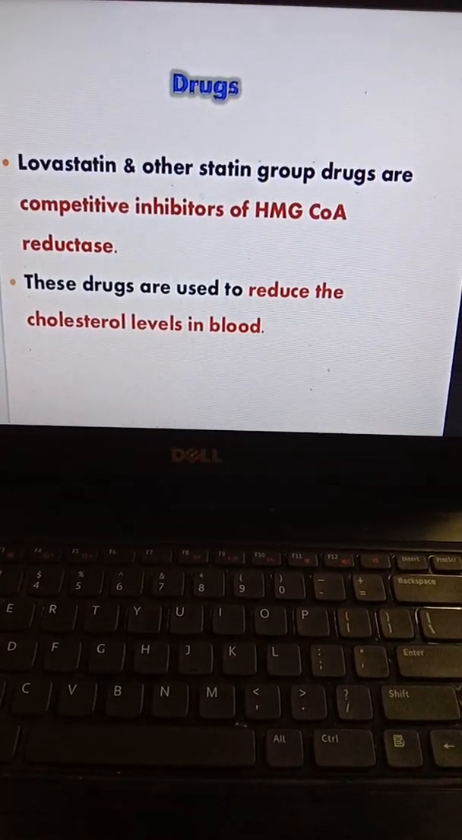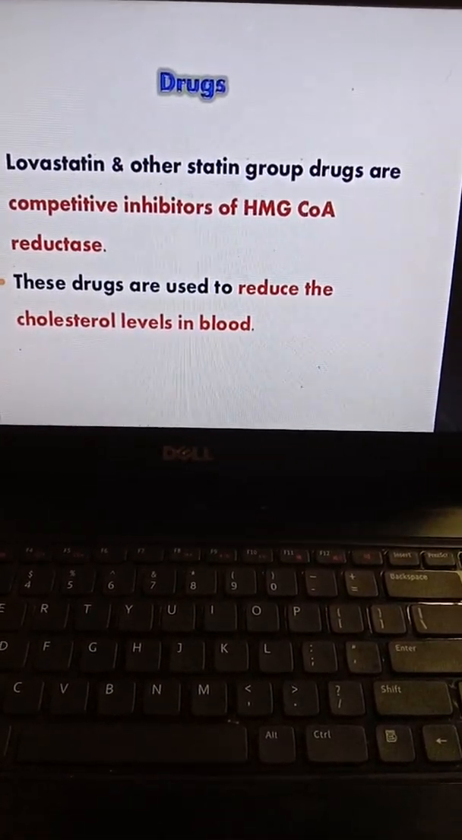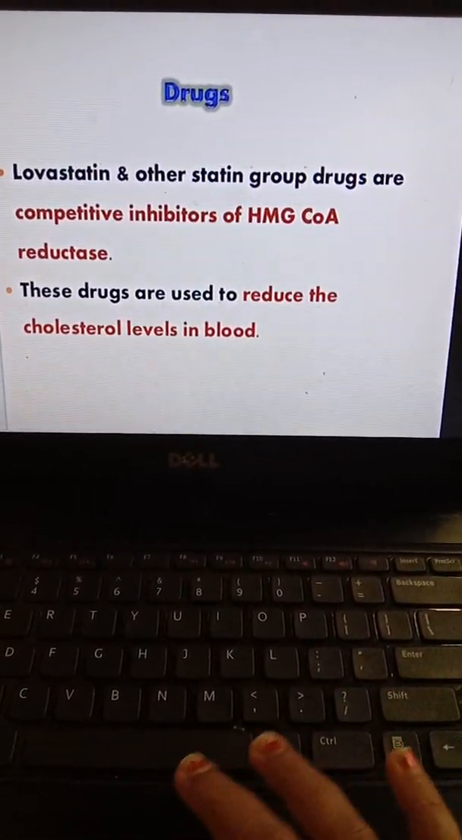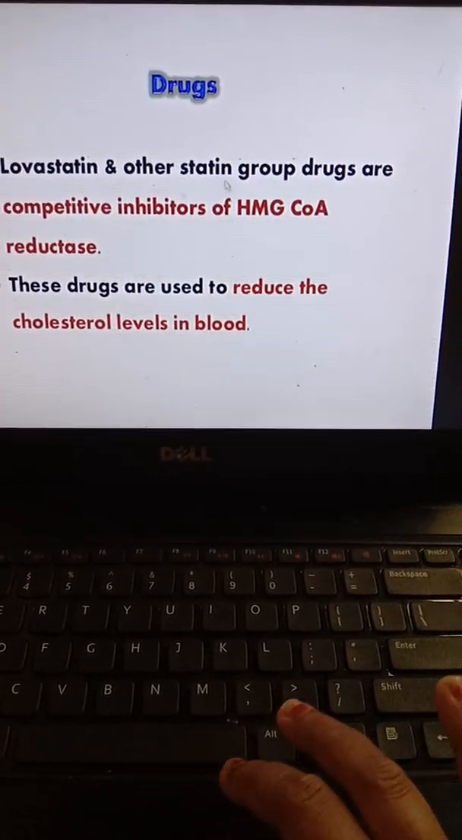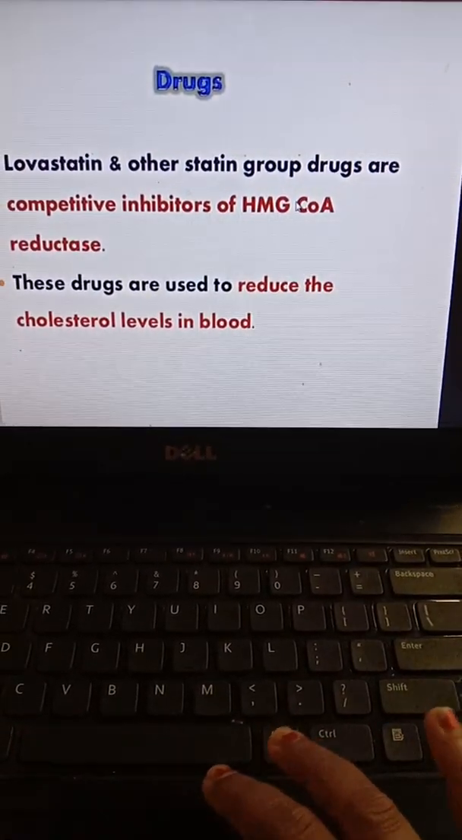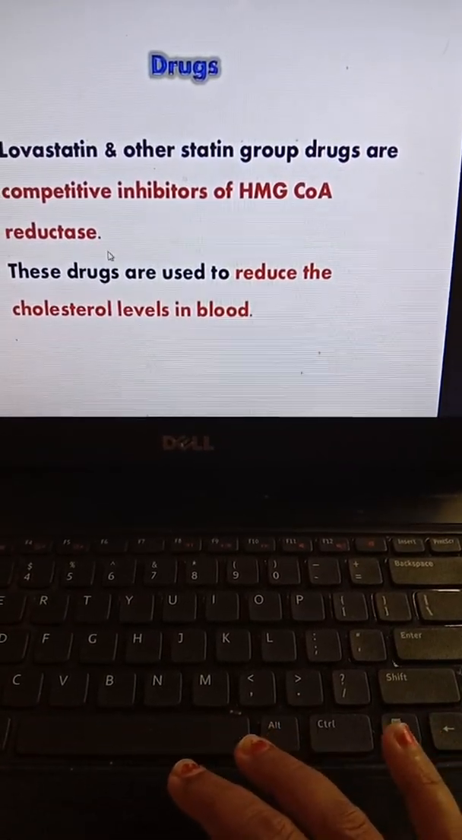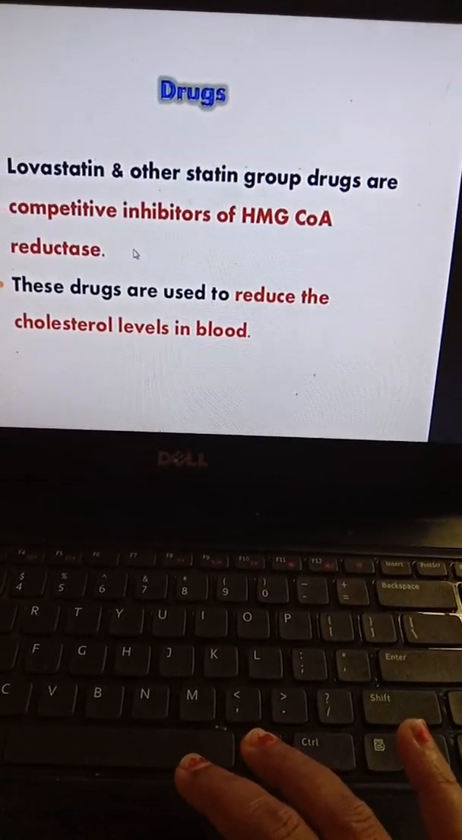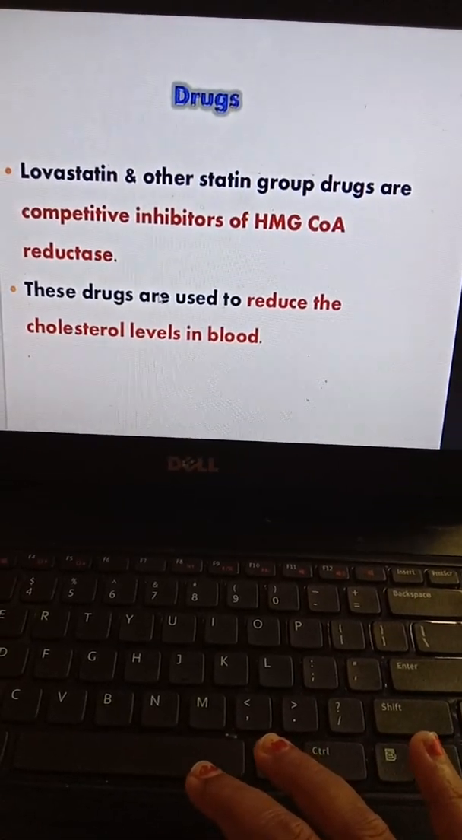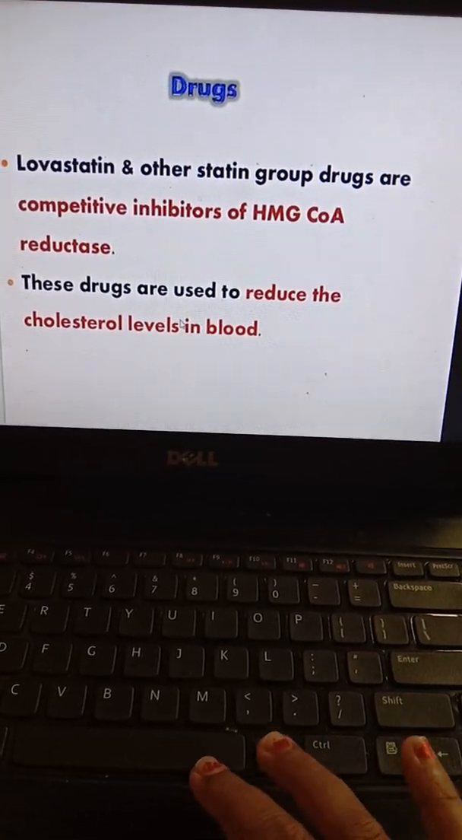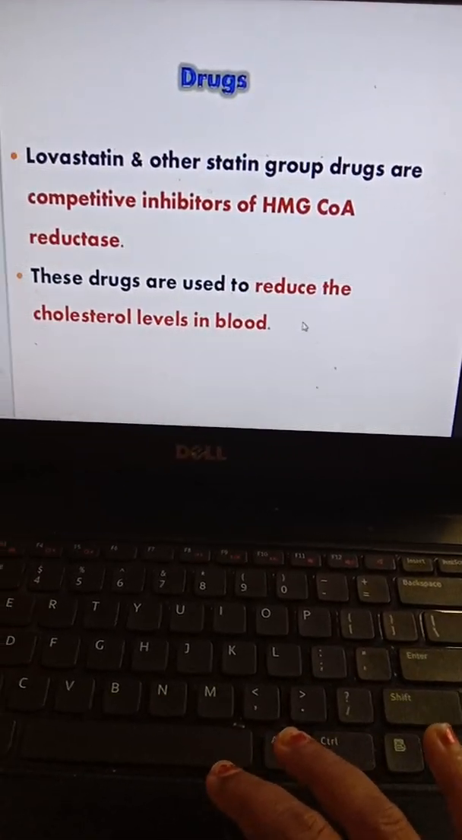Now some drugs, if there is any increase of cholesterol in our blood, then lovastatin and other statin group drugs are competitive inhibitors of HMG-CoA reductase. As a result, HMG-CoA reductase will not work, cholesterol will not be formed, and these drugs are used to reduce the cholesterol levels in blood.